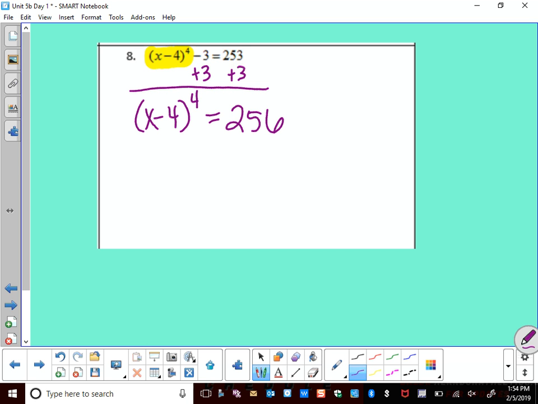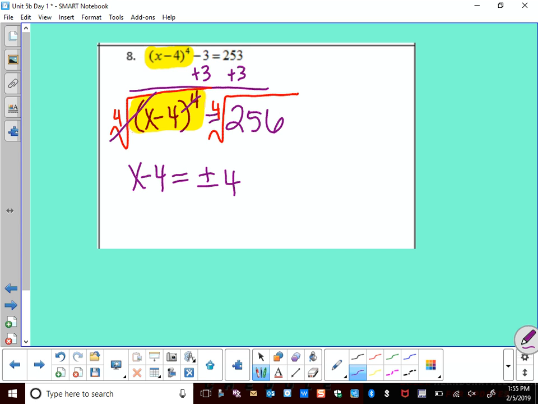We never want to take anything out from the parentheses. We have to get rid of the power first. This whole parentheses area is attached to my power, so to undo it, I'm going to undo the whole thing. I need the root of 4, because that is the opposite, and I do it to both sides. I'm taking the 4th root of both sides. My power and my root cancel out. I'm left with x minus 4. And then what's the 4th root of 256? 4.